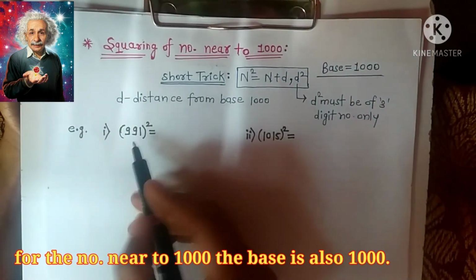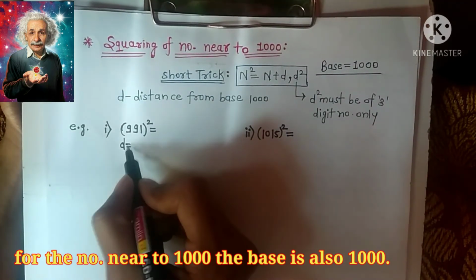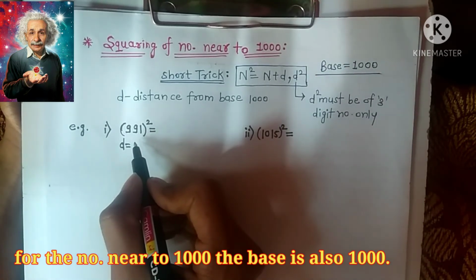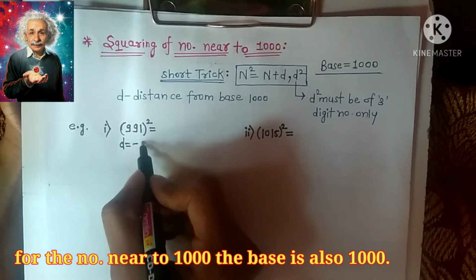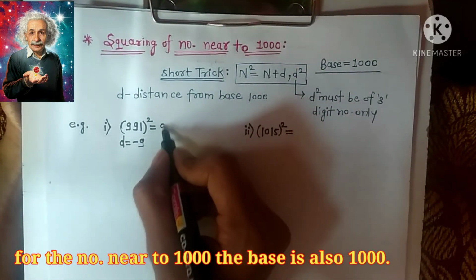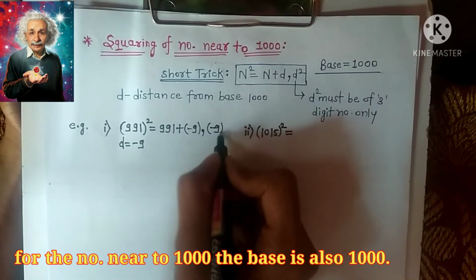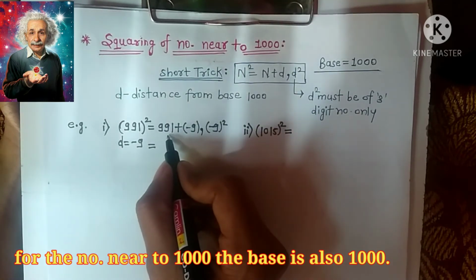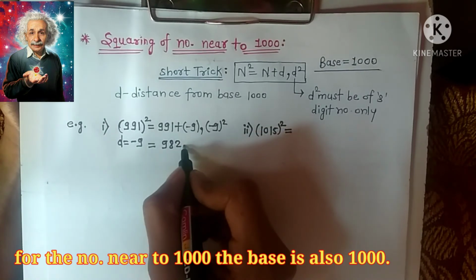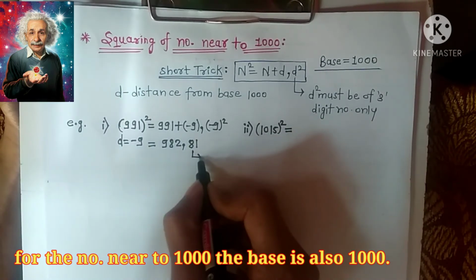So we take the first example as 991. For this the value of d is the distance from the base 1000. So for this the value of d is minus 9. So we find the square as n plus d comma d square. So we get here 982 comma minus 9 square is 81, but this is a 2-digit number.